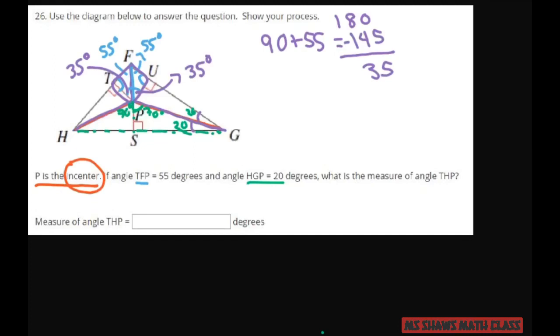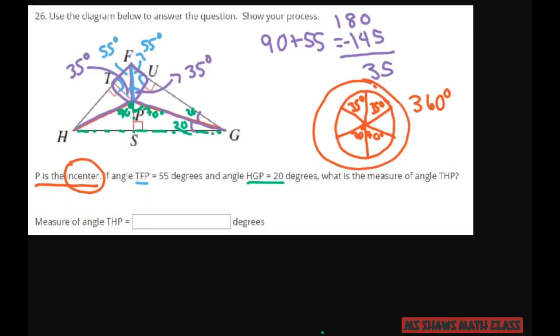Now, let's look at what we have, and I'm going to draw a circle. A circle has 360 degrees. So we have this portion here, which was 35 degrees and 35 degrees. And then we have this portion here. These two were 70 and 70 degrees. So all of this has to add up to 360.